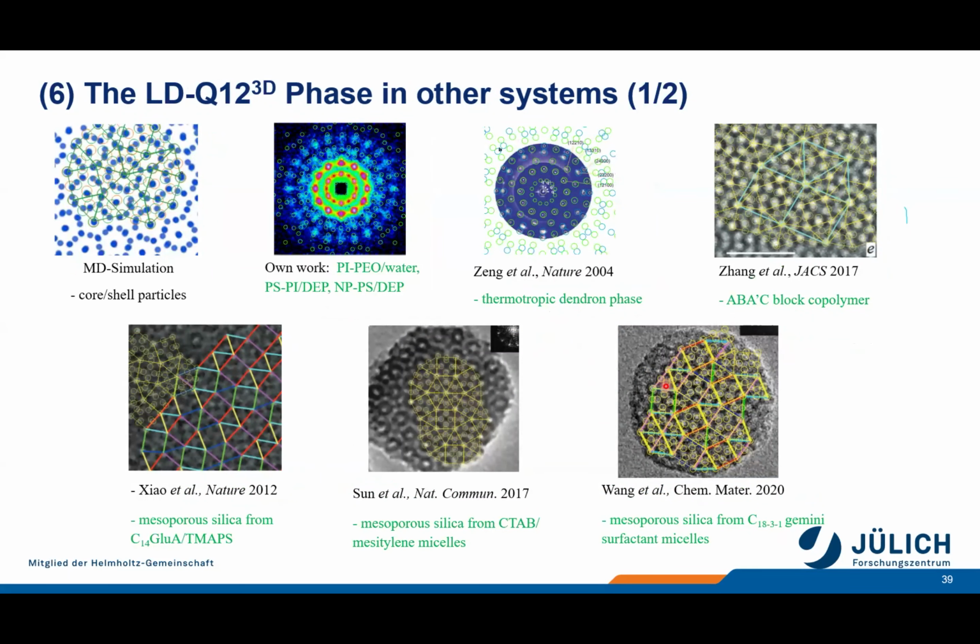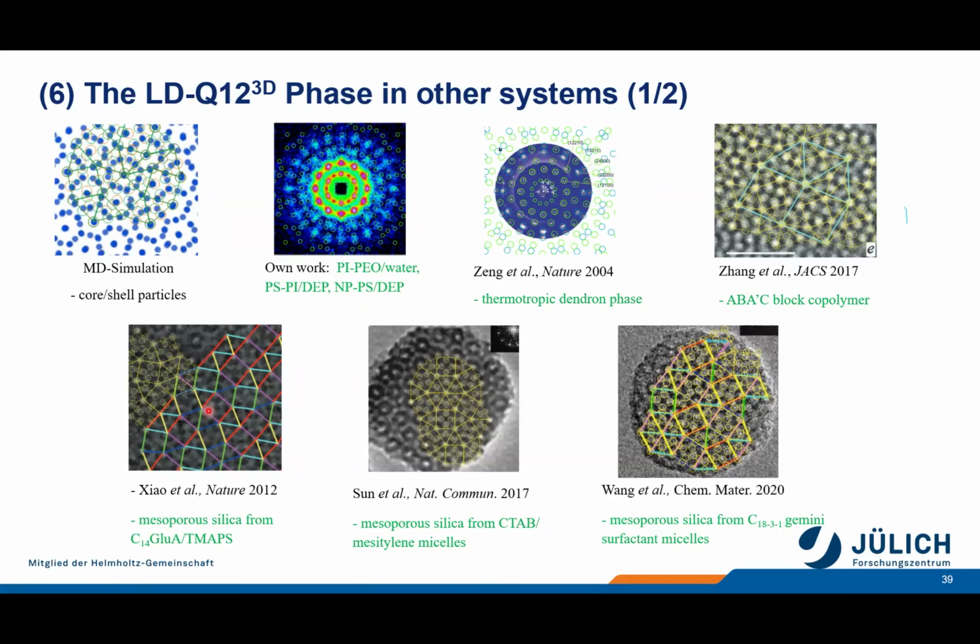This is the low-density Q12 phase, which we observed also in our experiments with the polystyrene-isoprene in DEP, and the polystyrene-coated nanoparticle. It's the same as the thermotropic dendron phase reported by Zeng, Ungar and Percec in Nature. It's exactly the same. You could just use the same tiling as the 12-fold symmetry phase found by Frank Bates and reported in JACS some time ago.